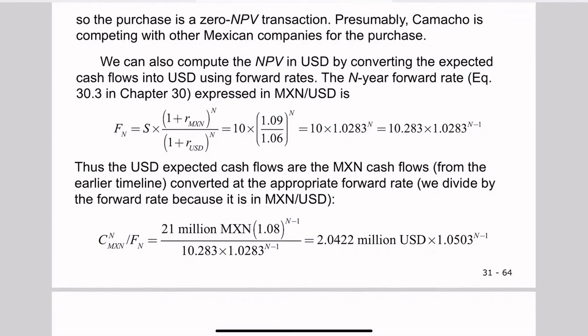answer from the textbook, and basically you can see that you can express the forward exchange rate into this formula. It's a function of n here. N means nth year, right? So this n refers to nth year.